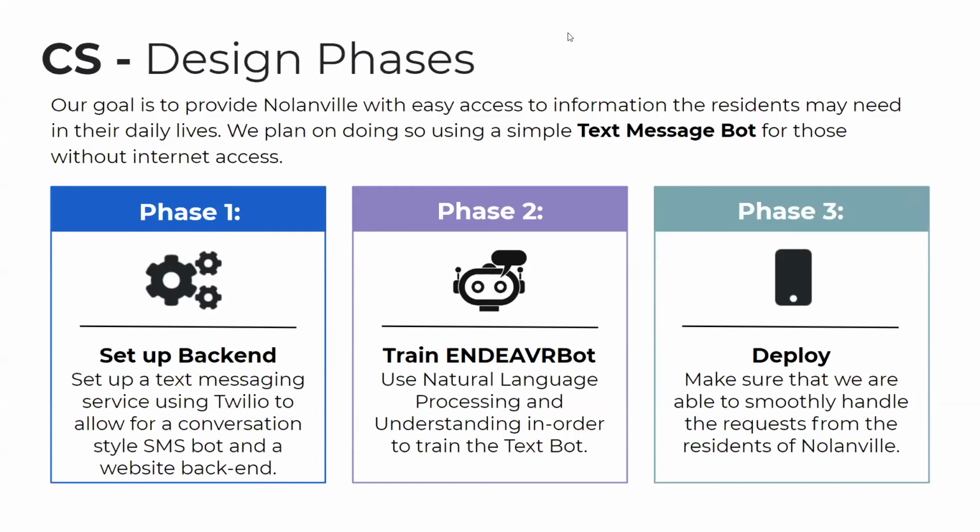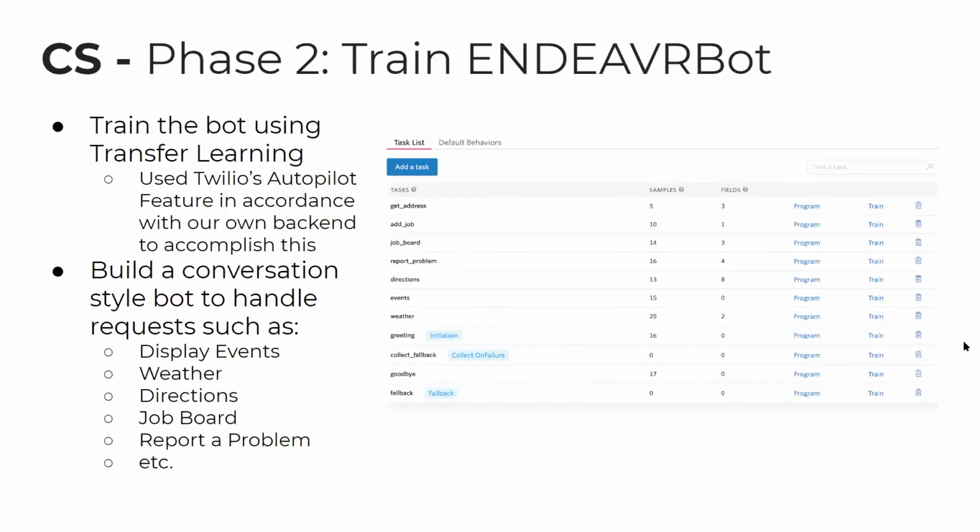Next slide. So phase 1 was completed before the midterm presentation. So basically, we have then worked on phase 2, which is to train our Endeavor bot. So we used Twilio's Autopilot feature in accordance with our own backend to accomplish this. Our backend is deployed on Heroku at the moment. Basically, we built a conversation-style bot to handle requests such as displaying events, weather, directions, etc.